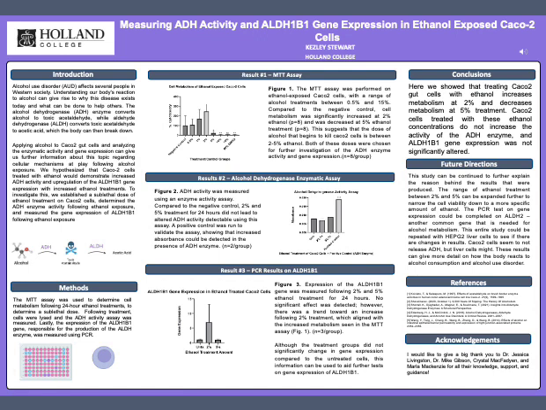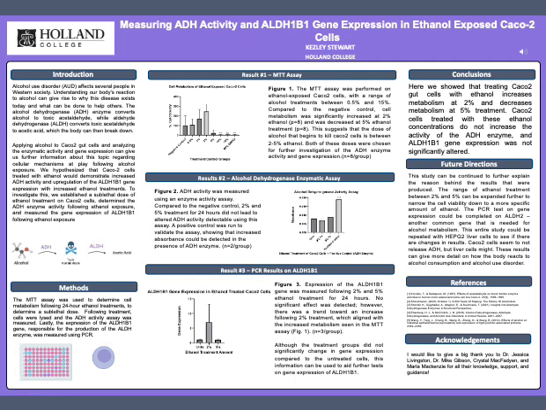In conclusion, we showed that treating CACO2 gut cells with ethanol increased metabolism at 2% and decreased metabolism at 5%. CACO2 cells with these ethanol concentrations did not release ADH and did not change the ALDH1B1 gene expression significantly. This study can be further explained with more research being performed.